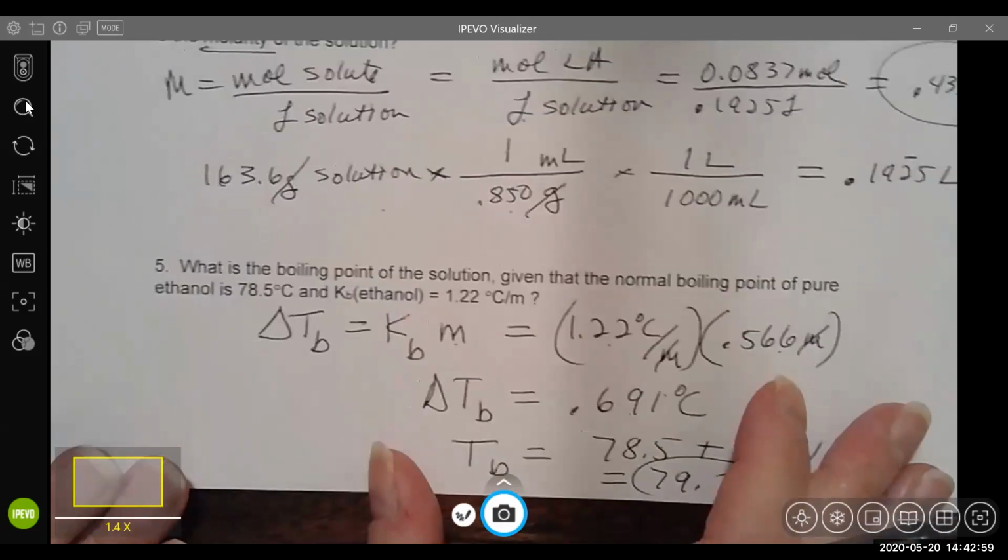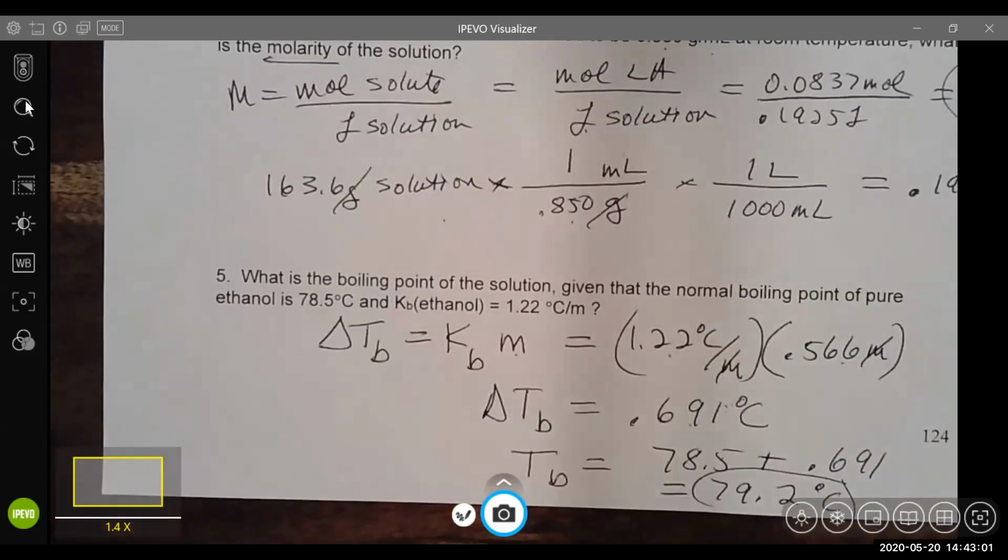If we had been asked to calculate the freezing point, which I don't have the normal freezing point for in this problem, but if we were doing a freezing point problem, we would subtract. This would be a subtraction. We would take the normal freezing point, not the boiling point, but the normal freezing point, and subtract the delta T that we just calculated. Freezing goes down, boiling goes up.